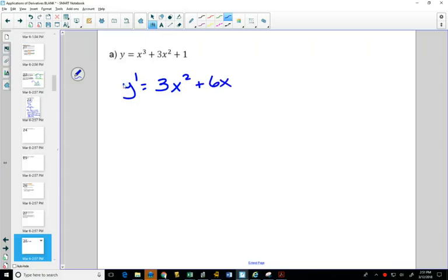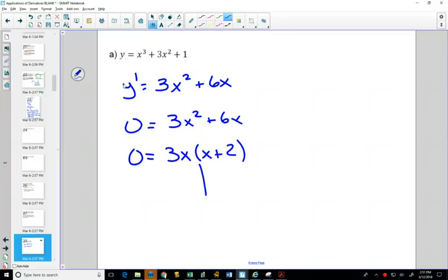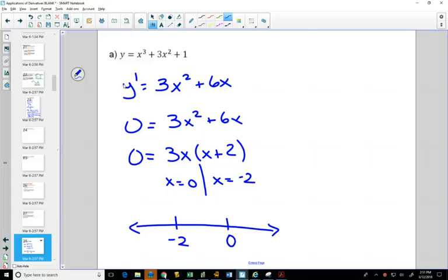there's our first derivative. Set our derivative equal to 0. And solve. Well, we can factor out a 3x here, giving us two critical points. We have no non-permissible values, so the only thing we have to put on our number line is -2 and 0.